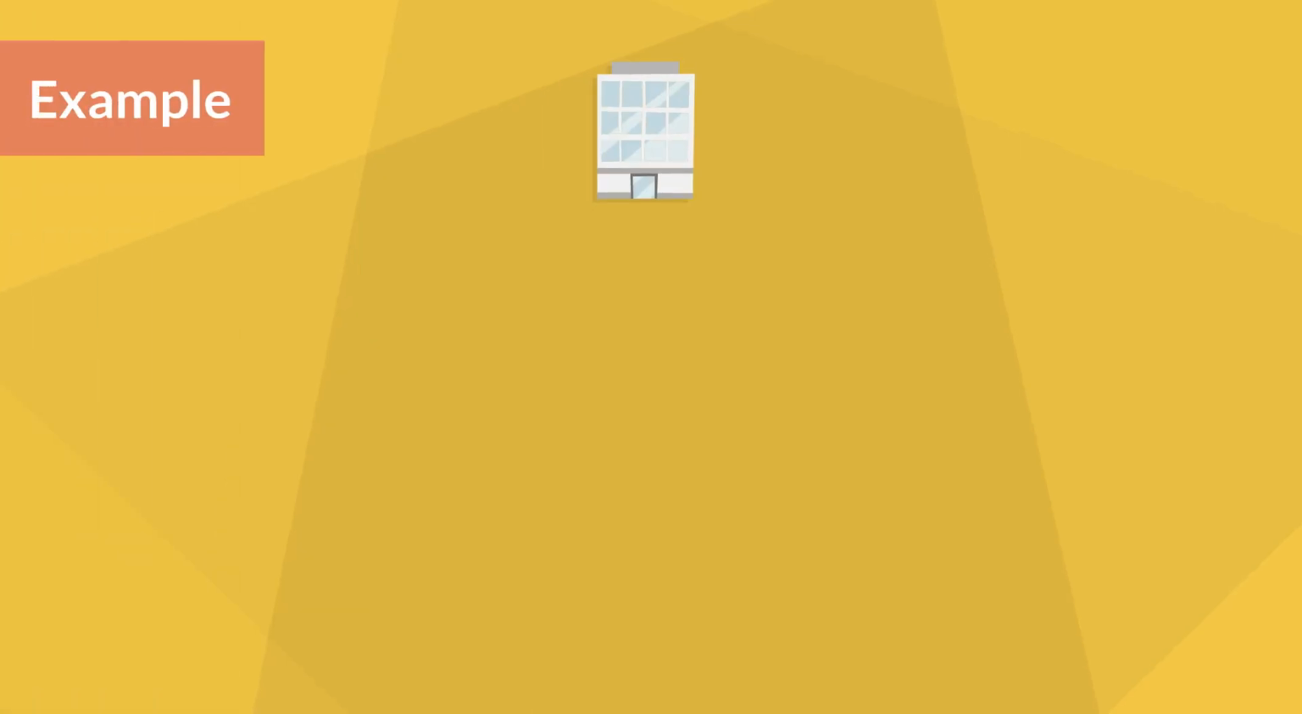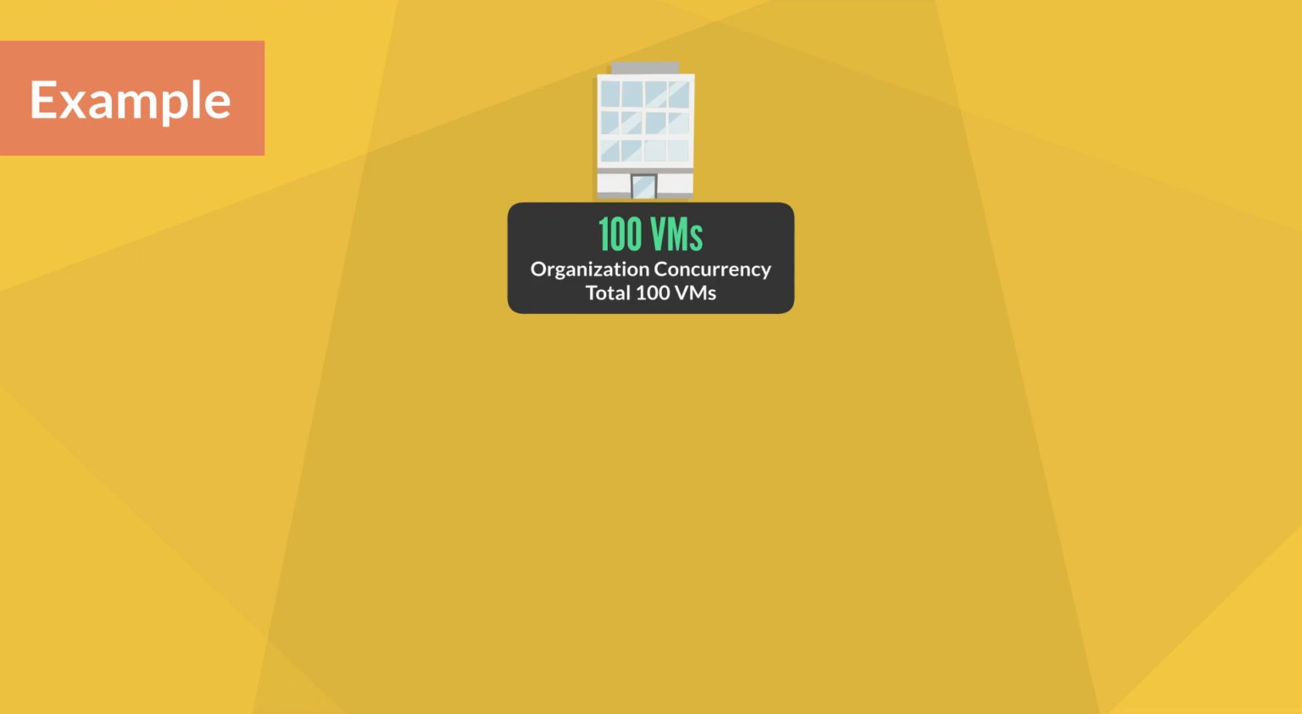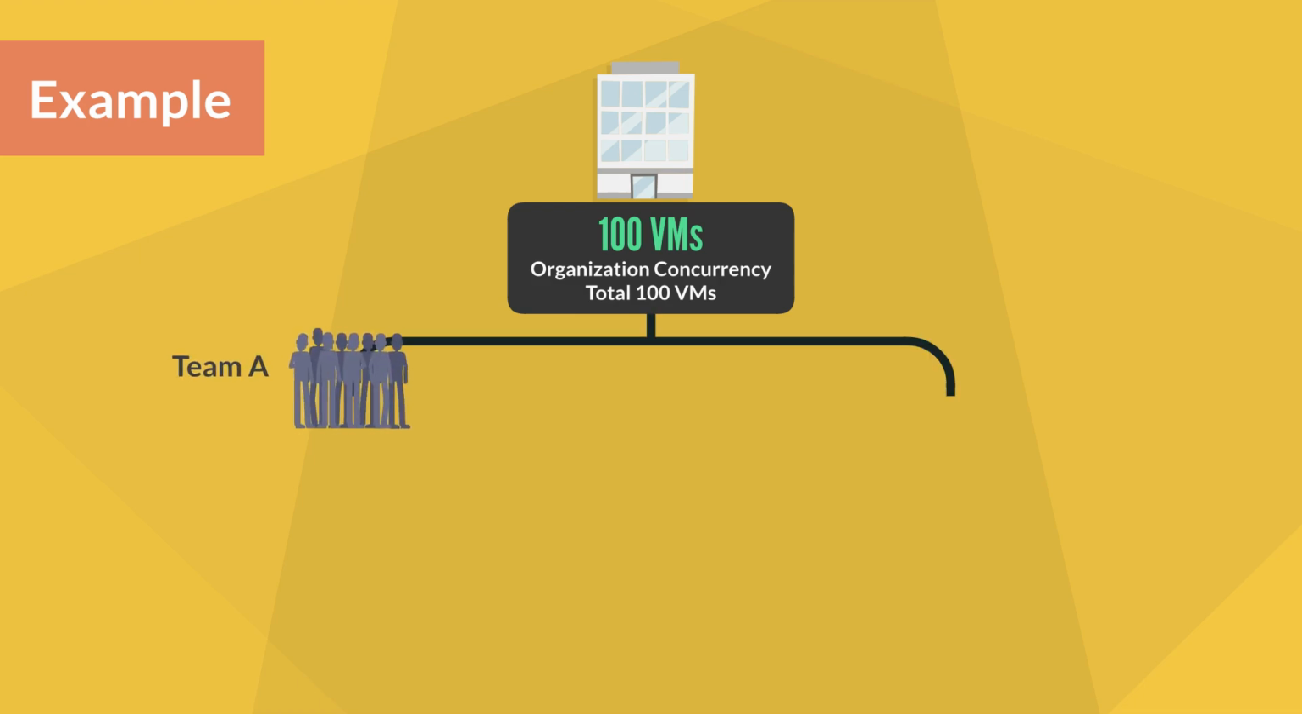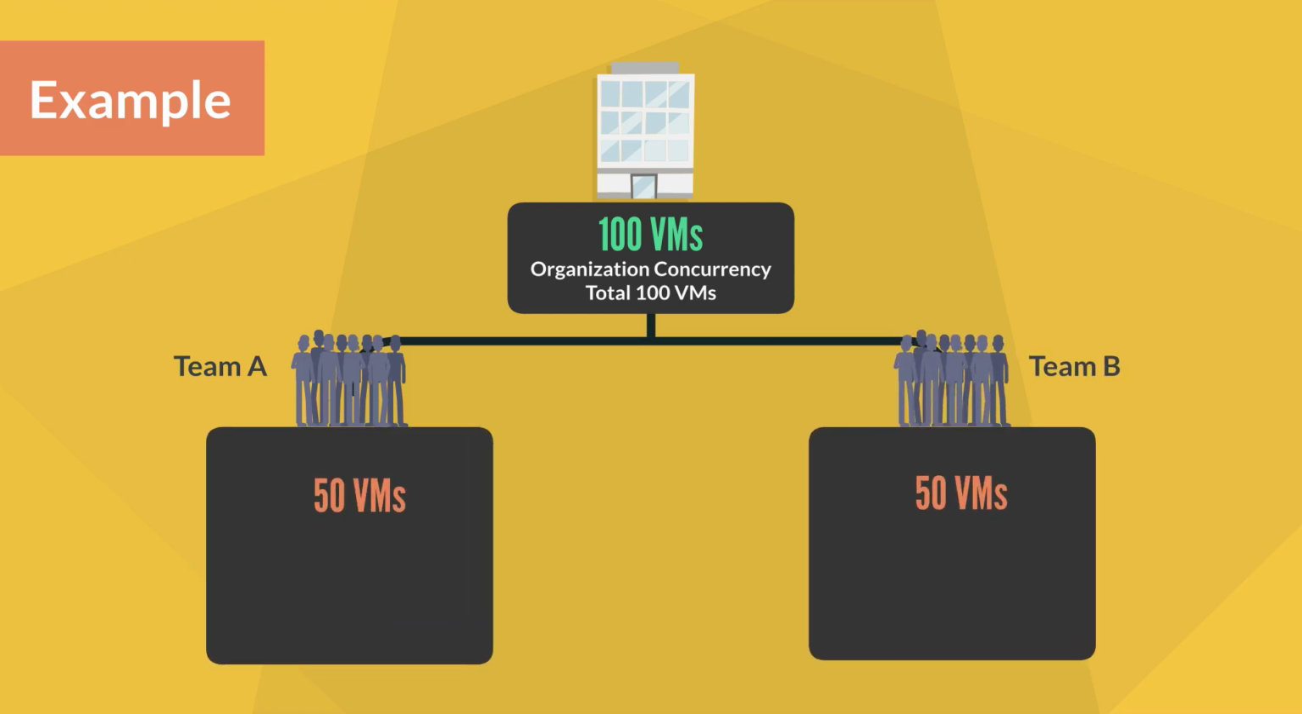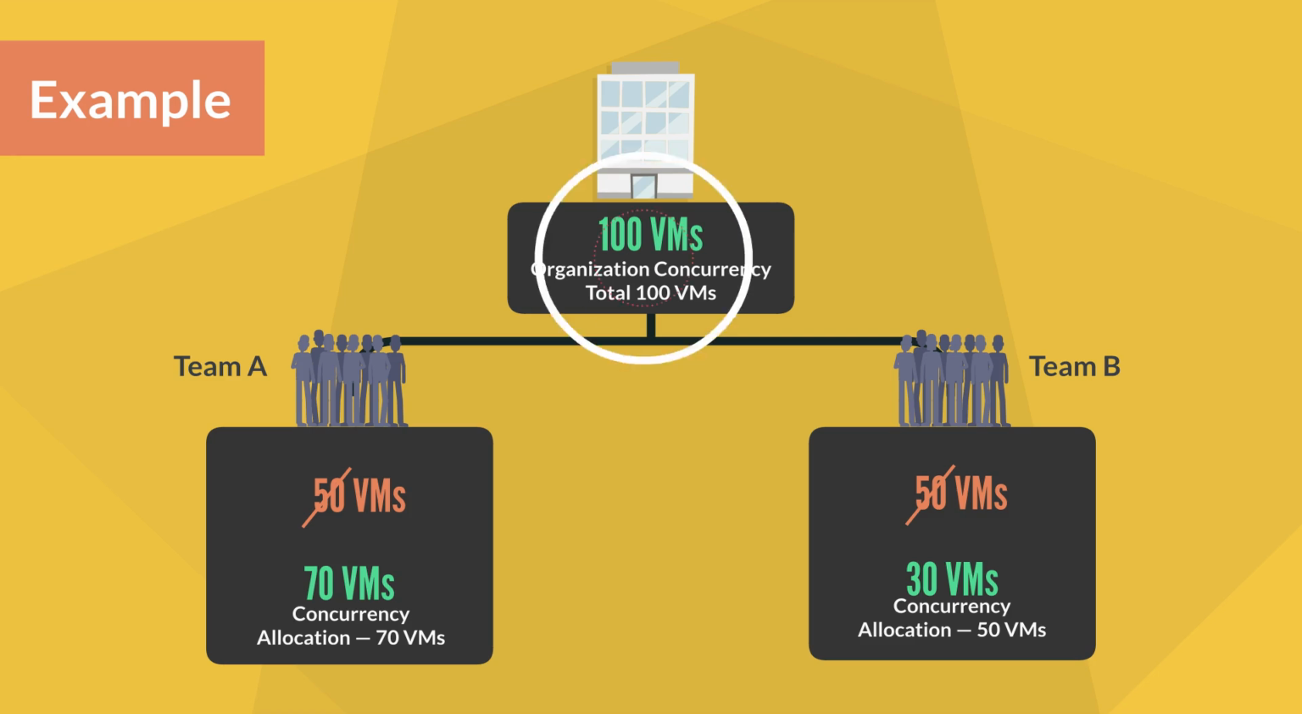This organization has a total of 100 concurrent VMs. Team A and Team B both have an allocation of 50 VMs. Let's say Team A uses 70 at once, even though they've been allocated 50 VMs. This means Team B will only be able to use 30 of their 50 VMs. So once again, the total amount of VMs that you're allocating to each team needs to equate to the total amount that your organization has.